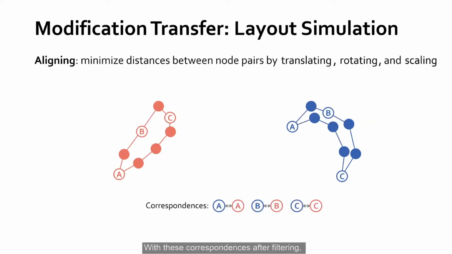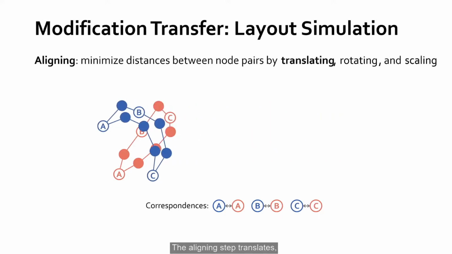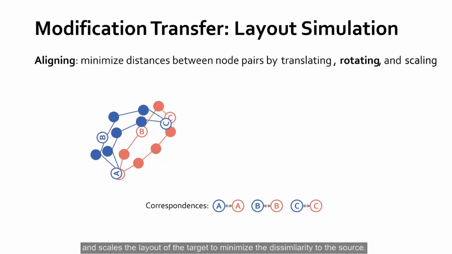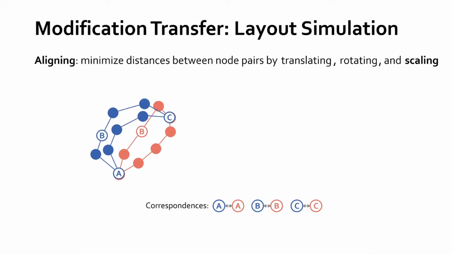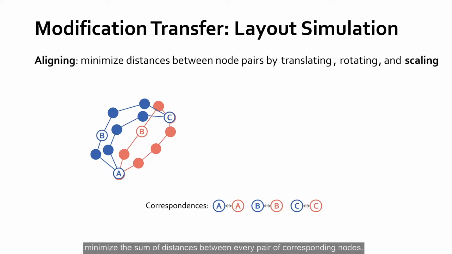With these correspondences after filtering, we first try to move the target to simulate the shape of the source. Suppose only 3 pairs of nodes, 2 nodes A, 2 nodes B, and 2 nodes C are preserved as correspondences in this case. The first step is aligning. The aligning step translates, rotates, and scales the layout of the target to minimize the dissimilarity to the source. It solves a minimization problem whose target is to minimize the sum of distances between every pair of corresponding nodes.